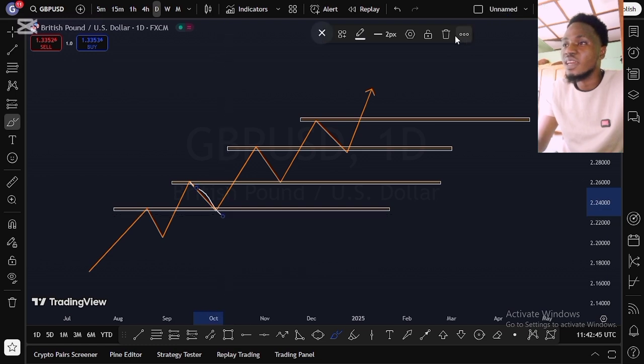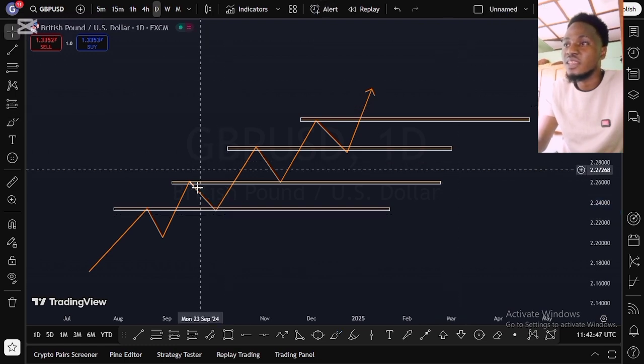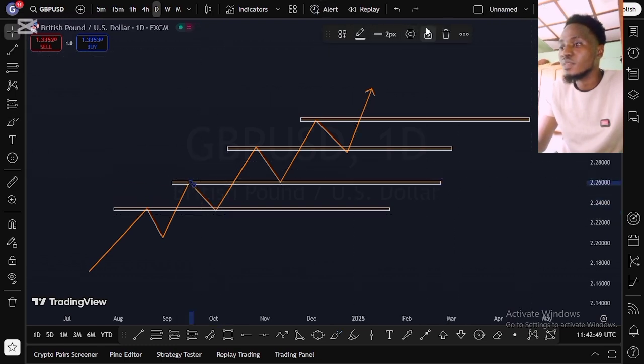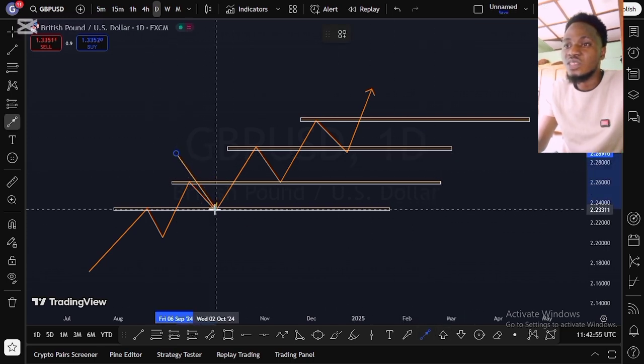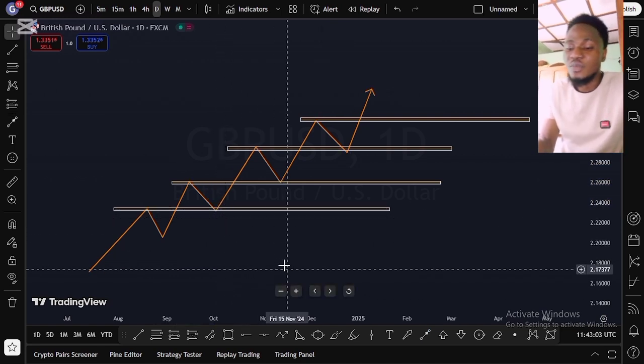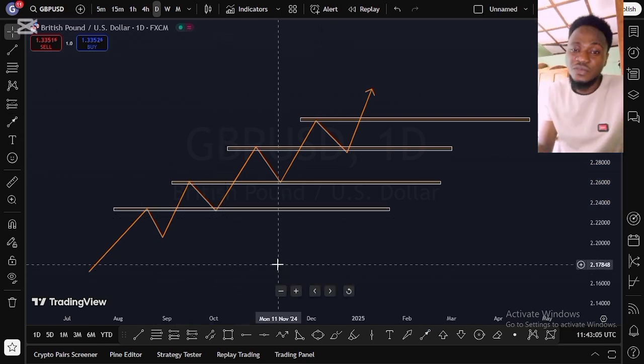Okay, let me use a clear arrow where you can see this clearly. So we want to wait for a pullback into this zone. Remember, this was the zone that was broken, right? Look at it now. We want to wait for the market to pull back there, and we'll look for entry there. One of the importance of waiting for a pullback, a retest, is that it gives you a low risk and a high reward.